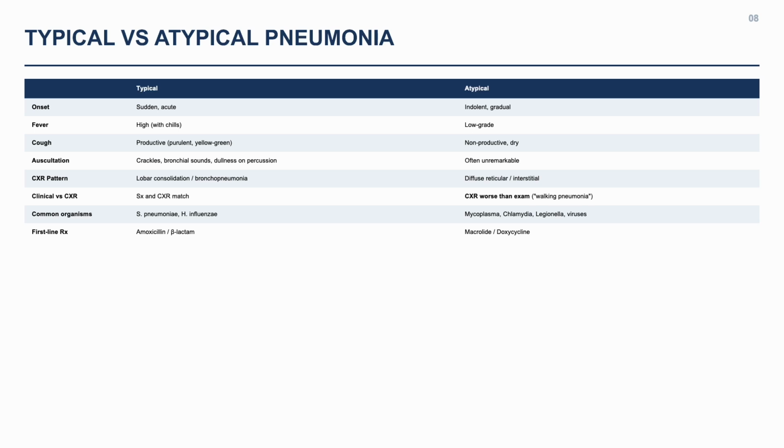The key clinical pearl for atypical pneumonia: the chest X-ray looks worse than the physical exam. That's why it's called walking pneumonia. First line treatment. Typical pneumonia gets amoxicillin or a beta-lactam. Atypical pneumonia gets a macrolide or doxycycline.